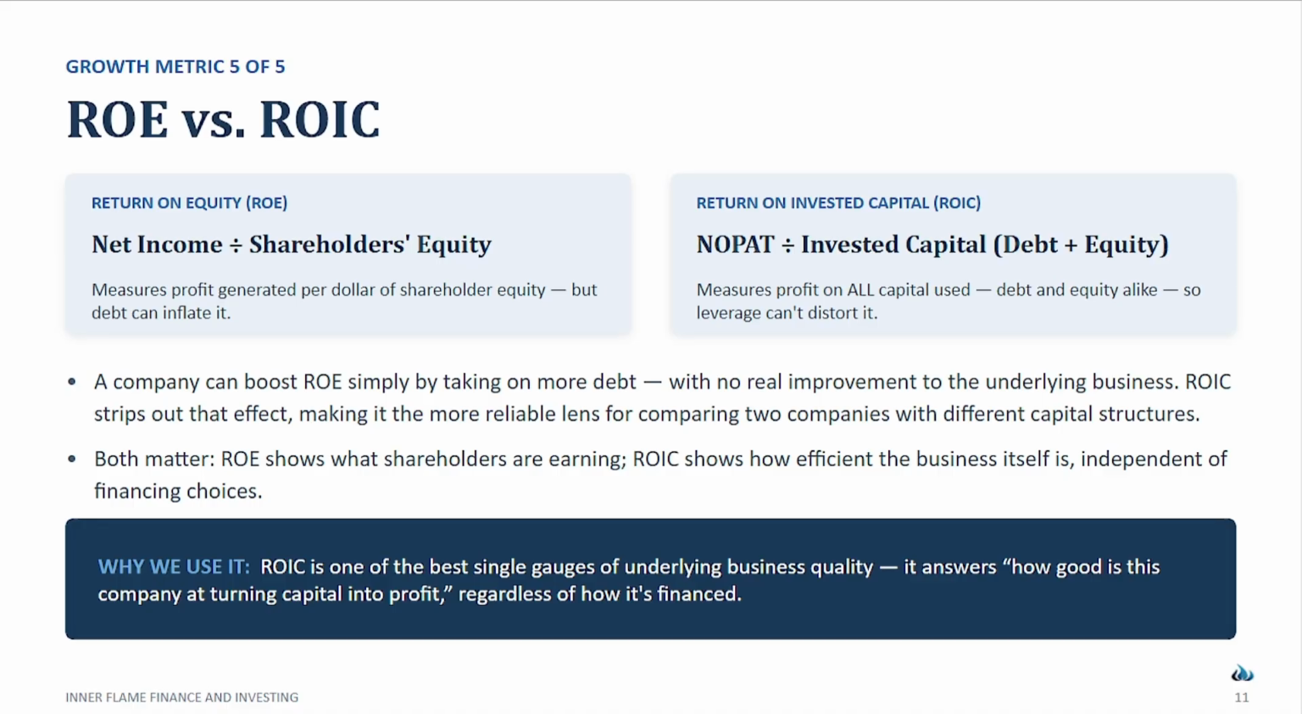However, both of these metrics matter. Return on equity shows what shareholders themselves are earning. And as investors, potential investors into companies, that's actually very important because we will be holding these shares. Return on invested capital tells a slightly different story. It shows how efficient the business itself is, independent of financing choices. So on our channel, return on invested capital is one of the best single gauges of underlying business quality. It answers the question, how good is this company at turning capital into profit, regardless of how it's financed?